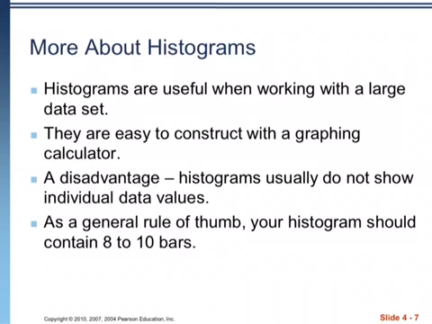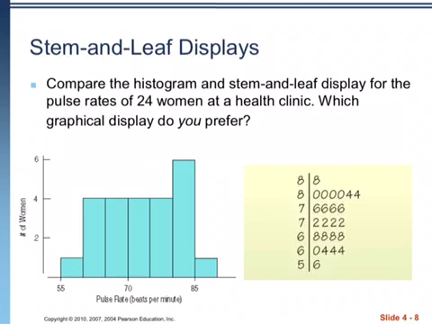Alright, as a general rule of thumb, your histogram should contain 8 to 10 bars. Now, if you have a small data set, you might have fewer bars. If you have a large data set, you might actually have a lot more bars. So it's just depending on what you want to show and what your data looks like, how many bars you're going to have. Okay, let's look at stem and leaf displays.